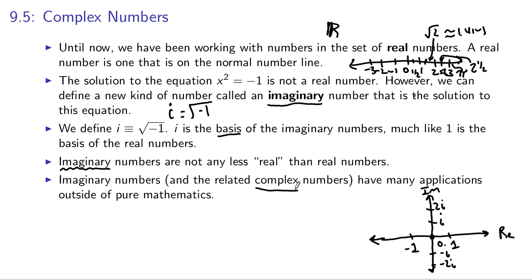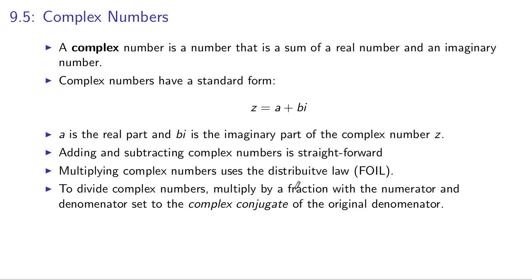And next we'll talk about complex numbers. So a complex number is simply a number that is the sum of a real number and an imaginary number. And a complex number has a standard form.